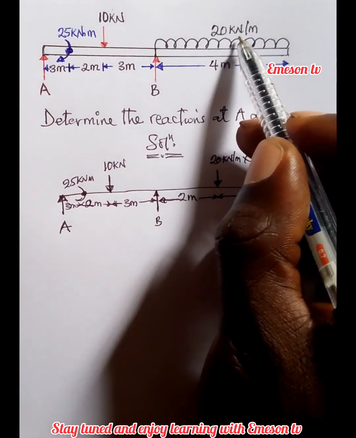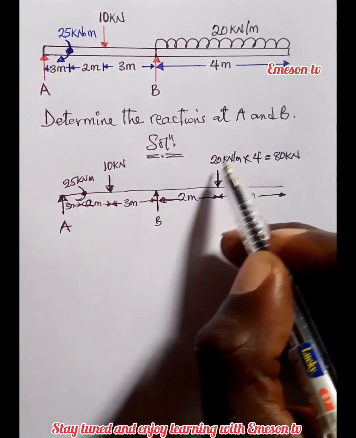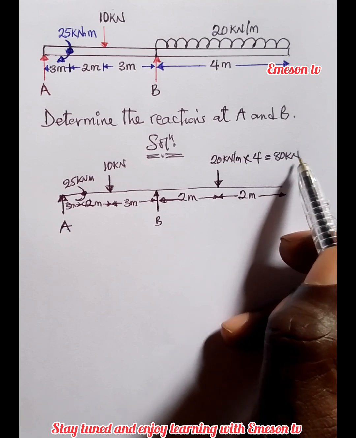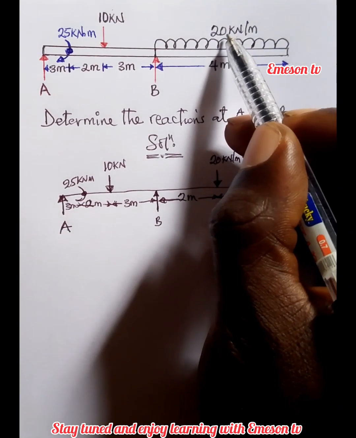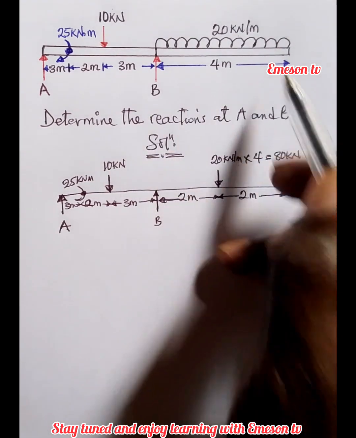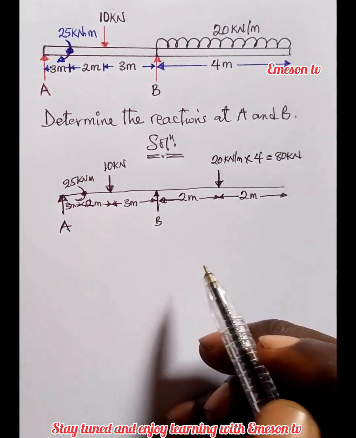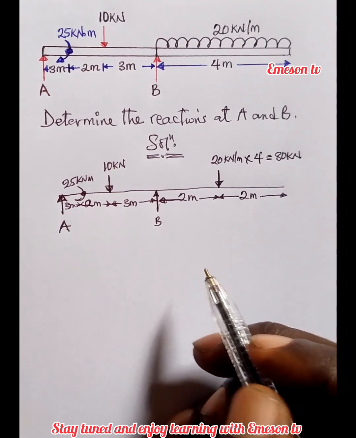Alright, this 20 kilonewton per meter is now acting at the center of this span. When converted to a point load, it becomes 80 kilonewton because we use this 20 multiplied by this 4 to give us 80. It will be acting at the center of this span. So here will be midway, here will be midway. So having done this, now we can proceed.